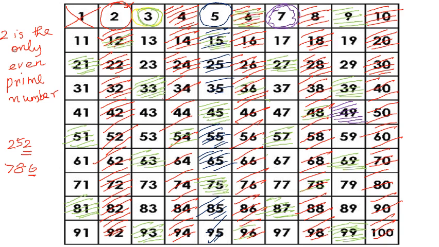Now next, 49 plus 7. What is the answer? 49 plus 7? 56. It is marked. 56 plus 7? 63. It is marked. 63 plus 7? 70. It is marked. 70 plus 7? 77. Okay, 77 is not marked. So now we'll have to mark 77. So we'll mark 77.